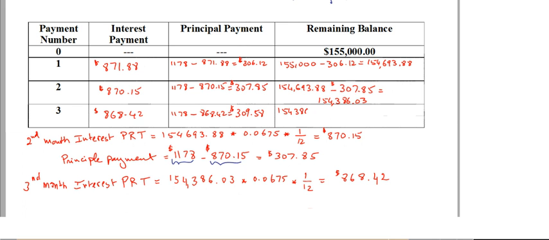154,386.03 minus 309.58, which is 154,076.45. And I hope this was helpful.